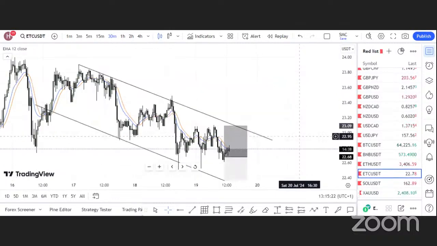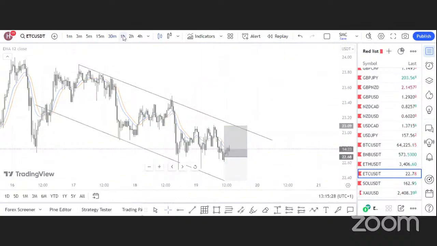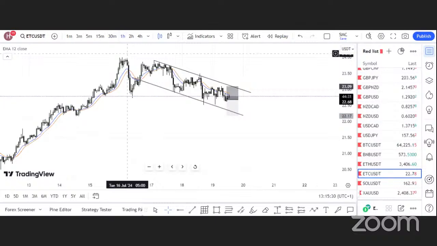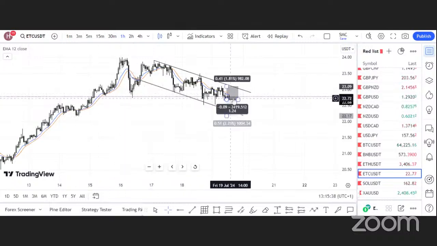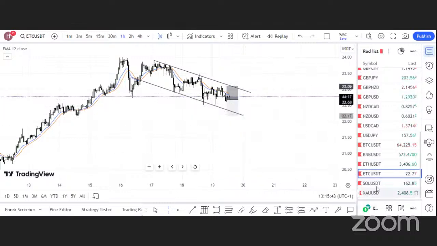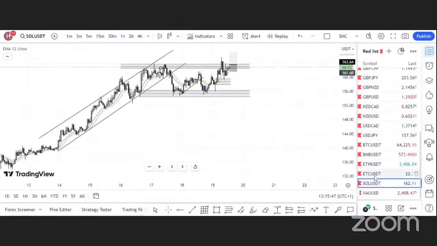Okay, all right, so this is Ethereum USDT. Ethereum USDT. So as you can see on Ethereum USDT, we have similar moves. We have almost the same move as we had on Solana USDT.